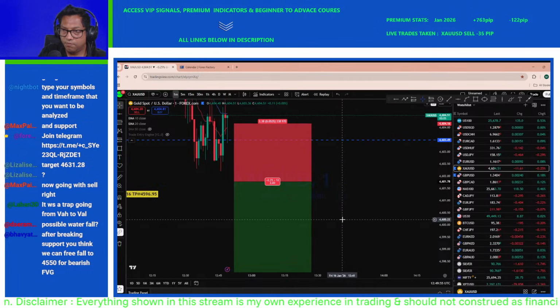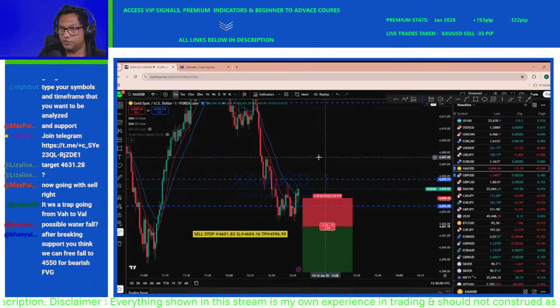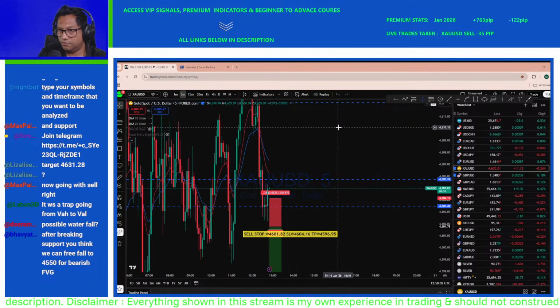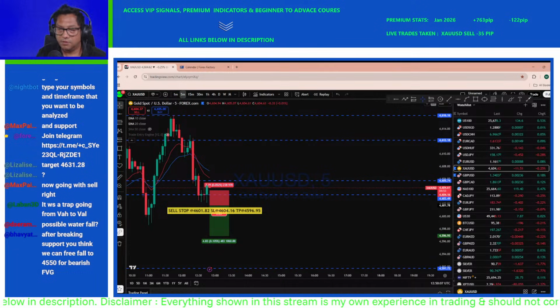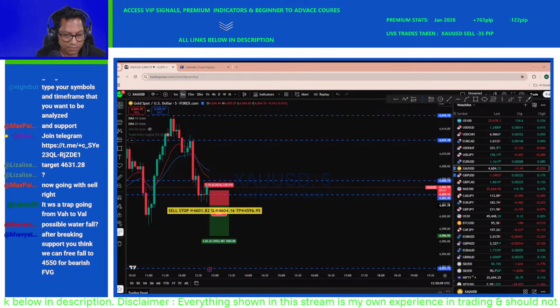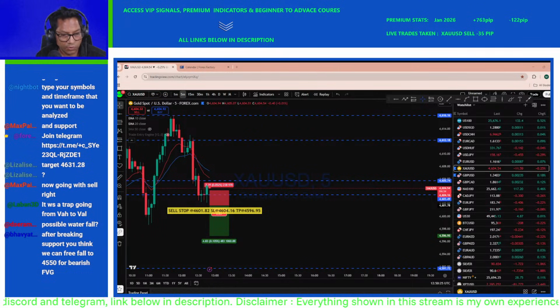Place the sell stop. If there is a reversal, we might see a different price action pattern. So we place as per the session.